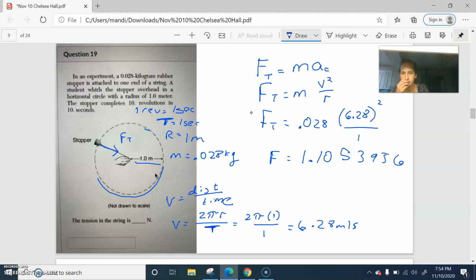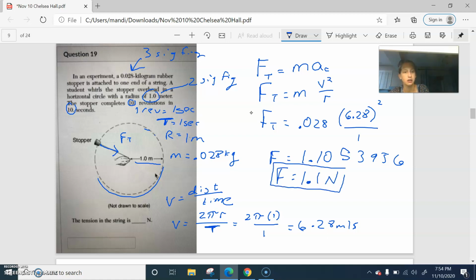They gave us 3 sig figs here, 2 sig figs here. That's 2, that's 2. So I think we need to do 2 sig figs. So I'm going to say 1.1 newtons. The N stands for newtons. Okay, that's how I do that one.